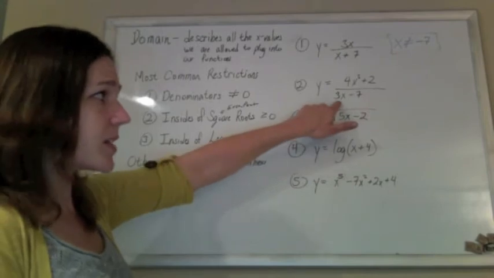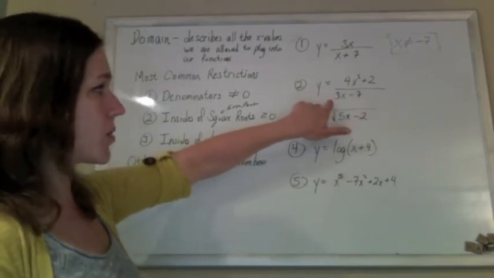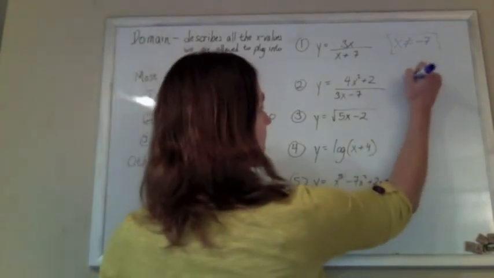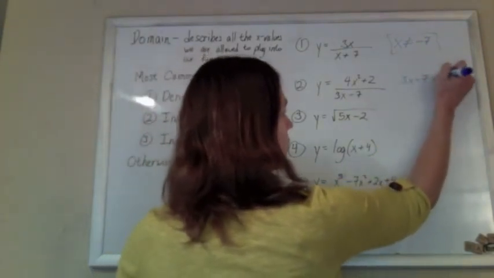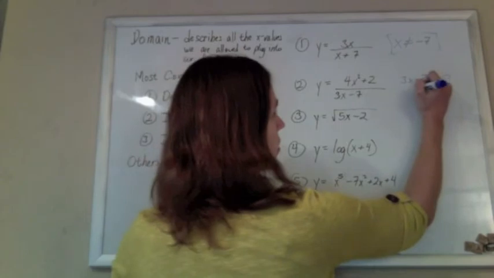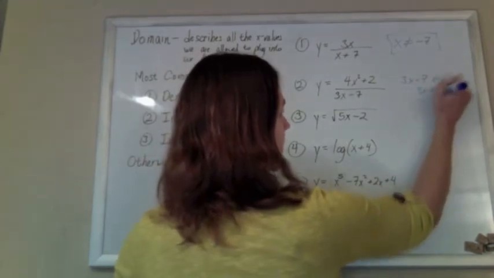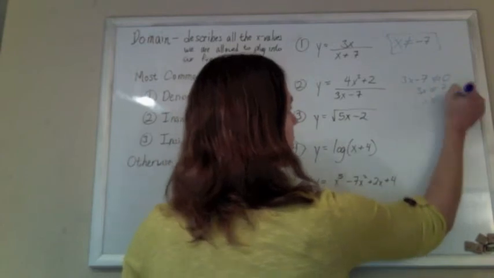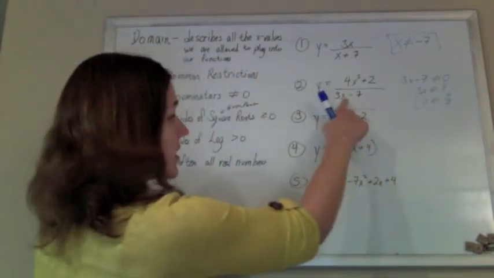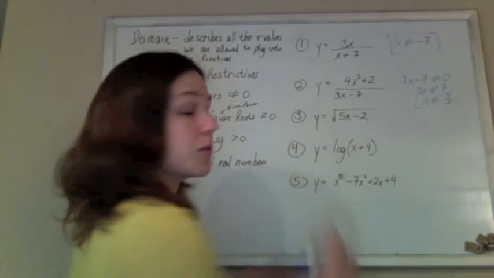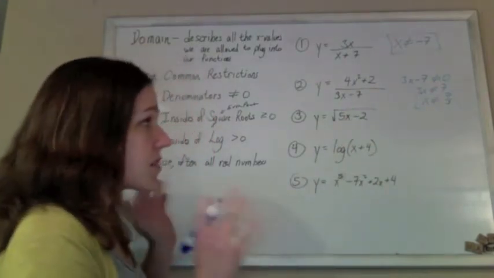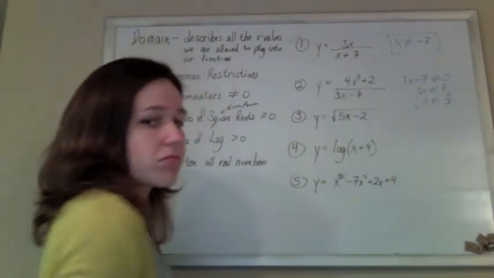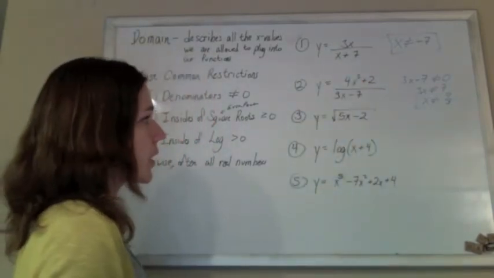This guy here, same idea. It's a little bit harder to see what's going to give me trouble, but I know that usually I just do it straight out. I say that 3x minus 7 can't be equal to 0. So 3x can't be 7, so x is not allowed to be 7/3. Because if I plug in a 7/3 into that, that would give me a 0 on the bottom and it would just be bad. Anything else is fine. And notice the top doesn't really matter because it's not giving me problems.